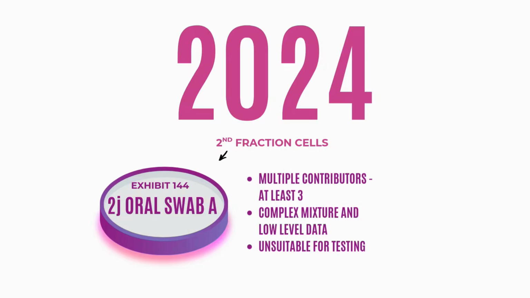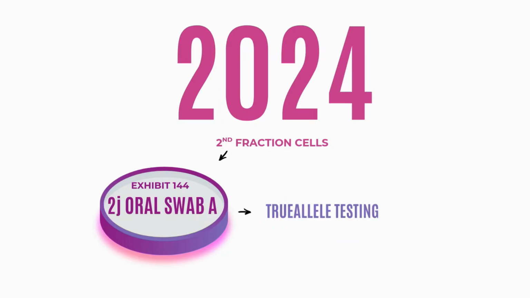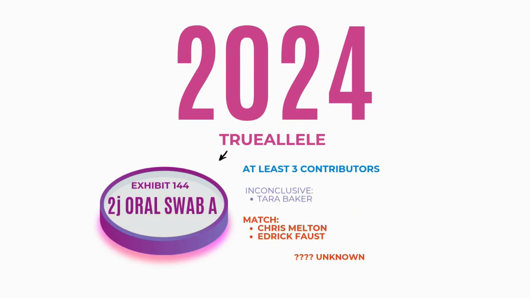This sample had at least 3 contributors. Again, the data was low level, and because it was a complex mixture, they couldn't do any further testing. After true allele testing, it was shown that there were 3 contributors, and Tara Baker was not included in those 3. Chris Melton and Edrick Faust were both lower level matches.